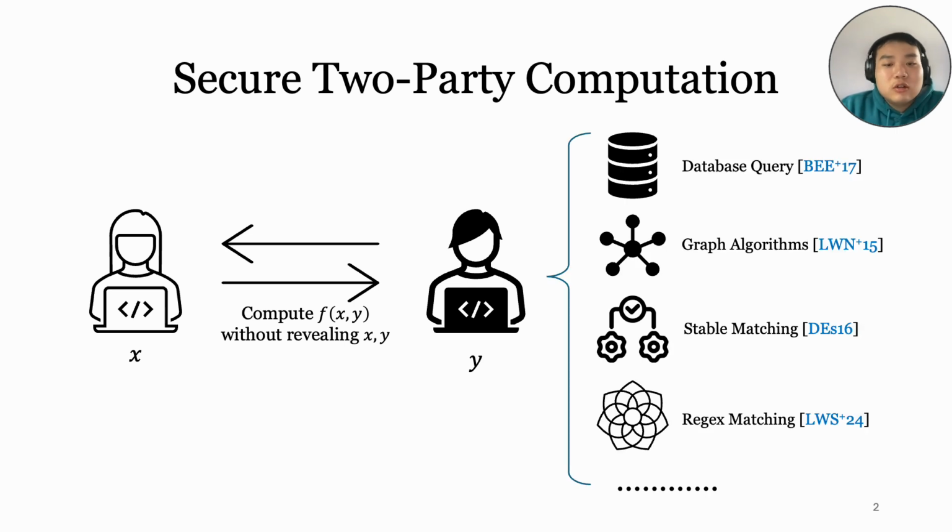In recent years, 2PC has been used in increasingly complex real-world applications. These include private database query, graph algorithms, stable matching, regular expression matching, and so on. In these scenarios, researchers have developed efficient 2PC protocols by combining generic approaches like garbled circuits with custom protocols tailored to specific problems.